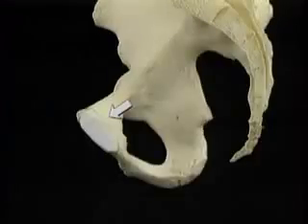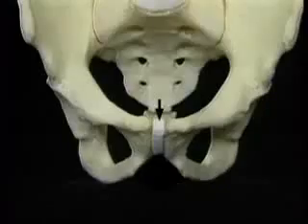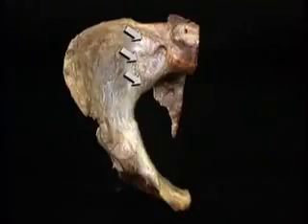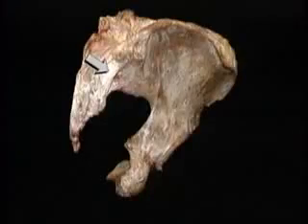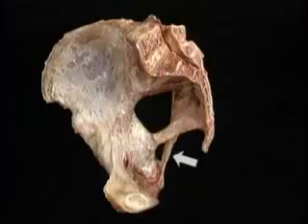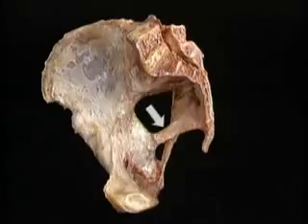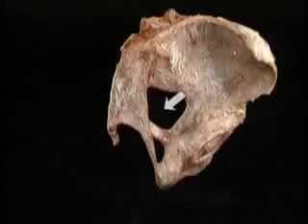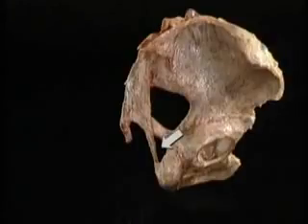Here's the body of the pubis, the ischiopubic ramus, the pubic symphysis, and the pubic arch. Here are the sacroiliac ligaments, anterior and posterior. Here's the sacrotuberous ligament and the sacrospinous ligament. Here's the greater sciatic foramen and the lesser sciatic foramen.